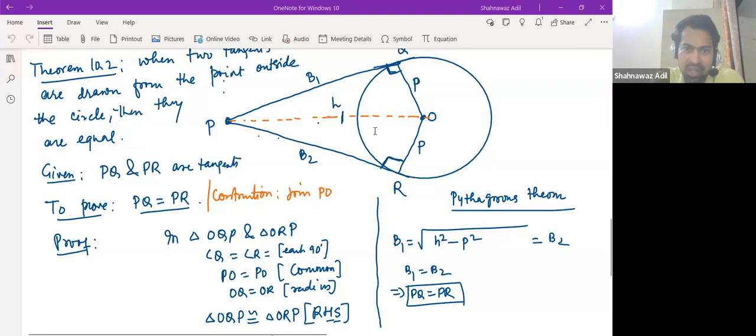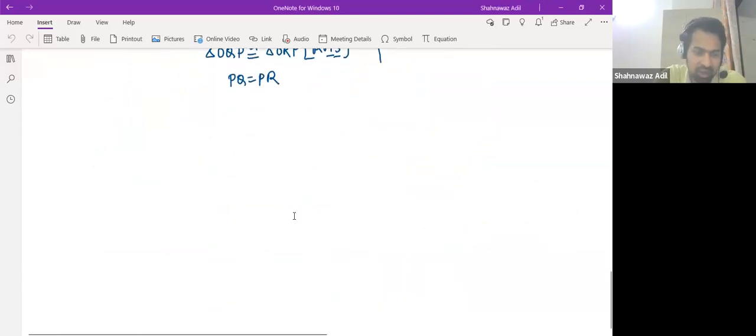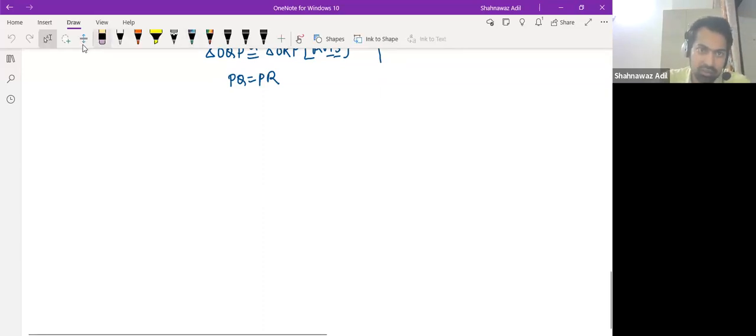In the previous class, we learned that this is theorem 10.2. If we draw from outside, we can draw two tangents, right? From the outside point we can draw two tangents and those would be equal. So this we learned, and let us also understand one property, which is what is that property?